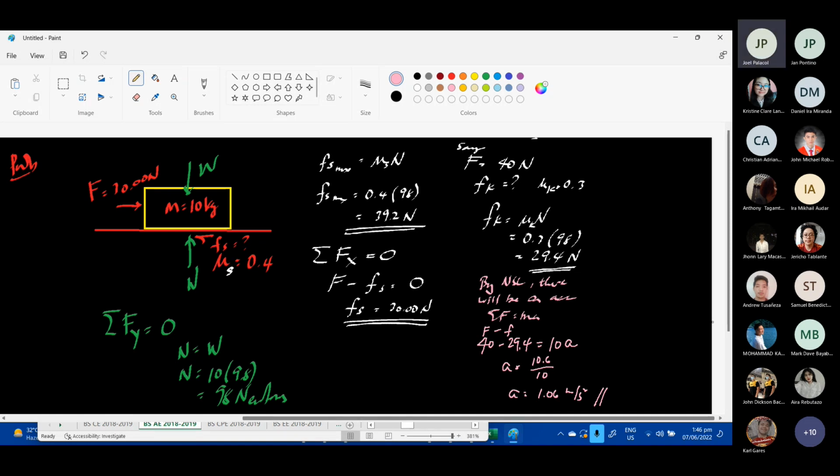So because there will be a net unbalanced force, the most that friction can provide is a frictional force of 29.4. Your applied force of 40 newtons is larger. So there is a resultant force, and when there is a resultant force, according to Newton, there will be an acceleration.